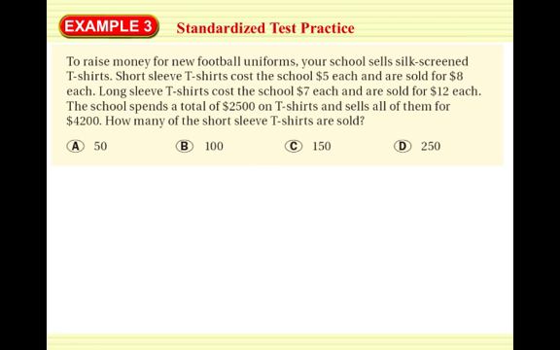All right, standardized test problem and also a word problem. To raise money for new football uniforms, your school sells silk screened t-shirts. Short sleeve t-shirts cost the school $5 each and are sold for $8 each. Long sleeve t-shirts cost the school $7 each and are sold for $12 each. The school spends a total of $2,500 on t-shirts and sells all of them for $4,200. How many of the short sleeve t-shirts are sold?